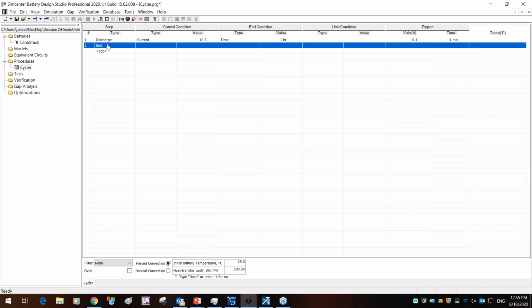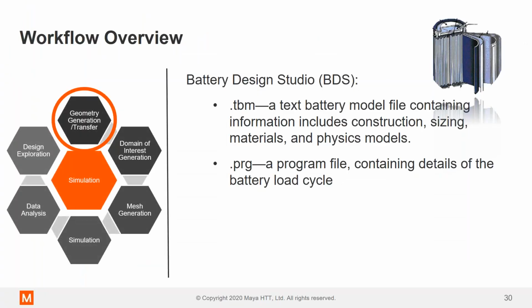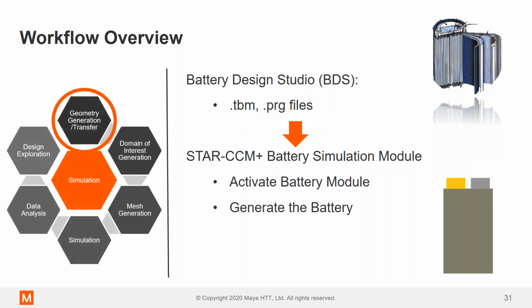Now you can essentially create as many cycles as you want and make this as required. So I'm just going to save this workspace and jump right back into the presentation. So looking back, what we saw was that we created the TBM file by building the battery geometry and the program file. In the next steps, we're going to use those files from Battery Design Studio to generate the battery within Star CCM+ using the battery simulation module.